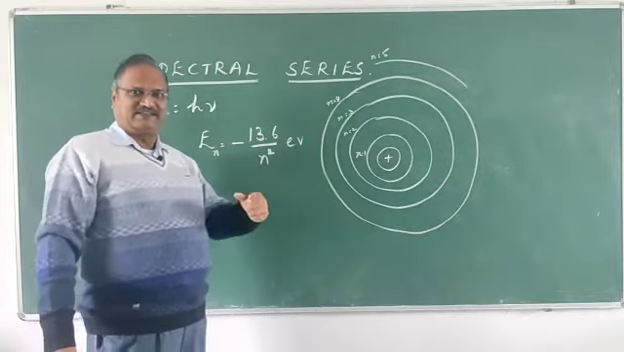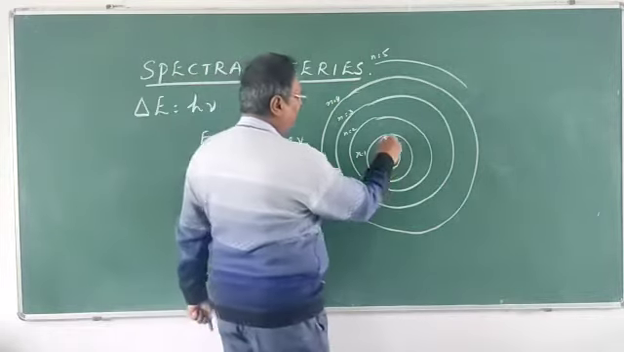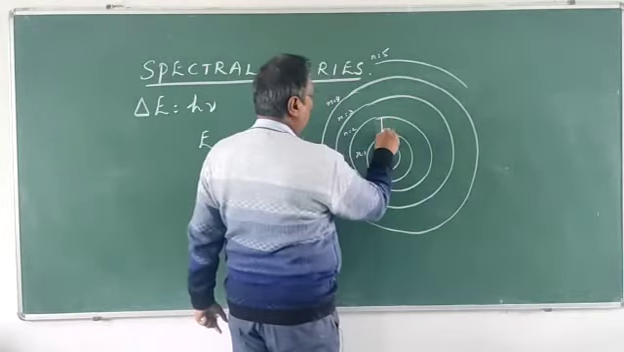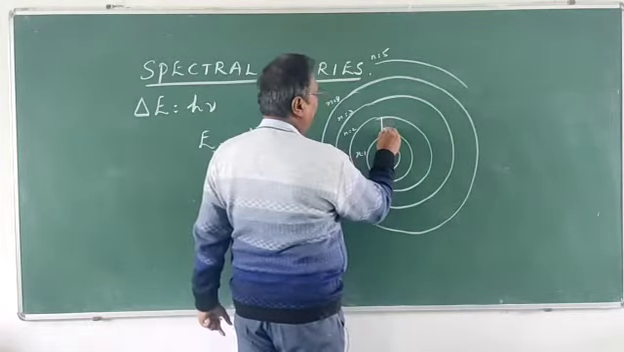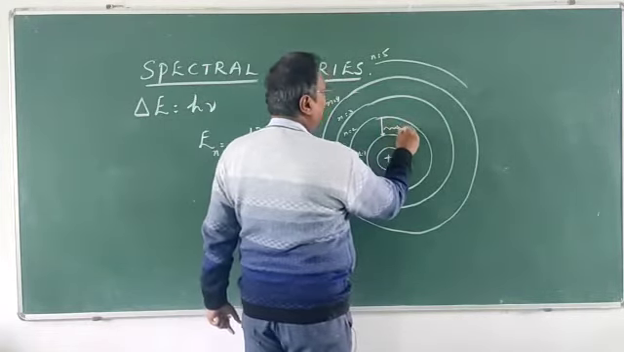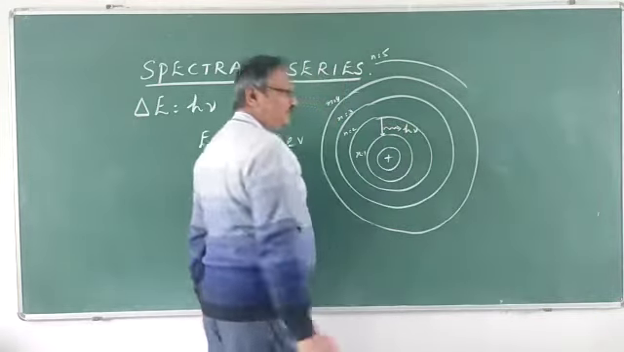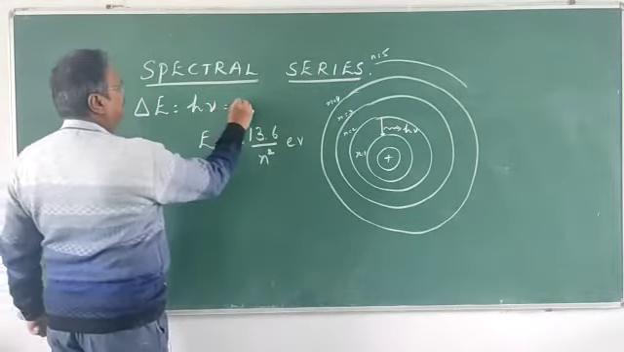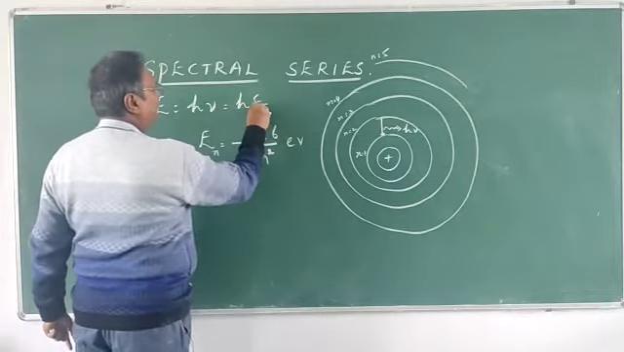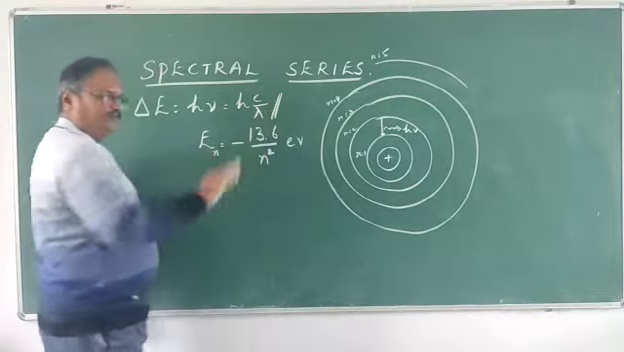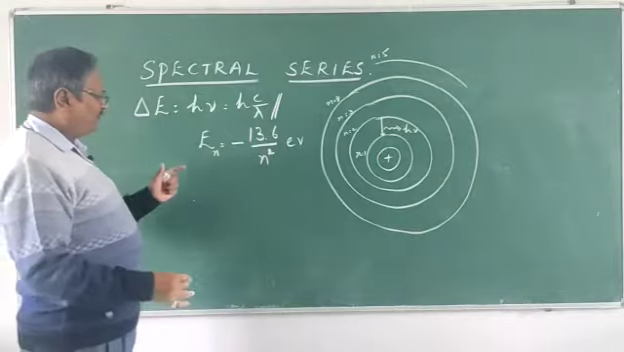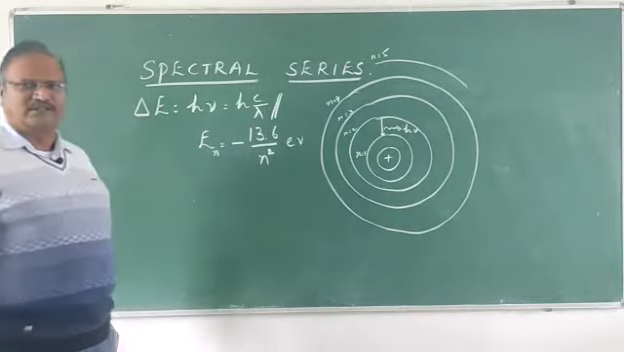Now let us say it jumps from a higher orbit, that means from 2 to 1. What will happen? It will give out energy. This energy is in terms of h nu, so h nu is nothing but hc upon lambda. We can express it in terms of wavelength. Now, we can derive a relationship for all this.